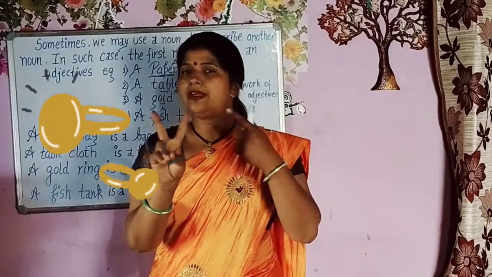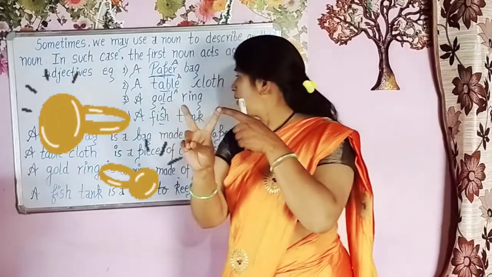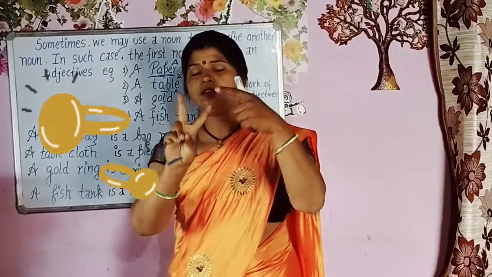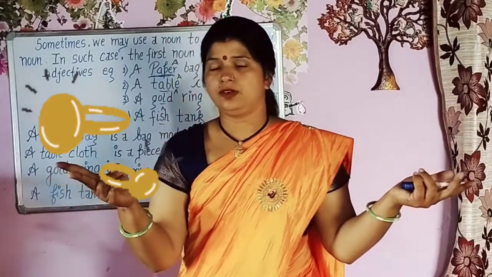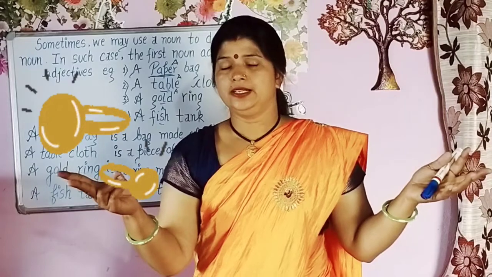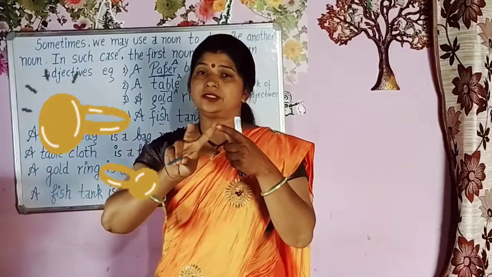दो noun use हुए हैं. First one is gold. Gold is also a noun. Then another one is ring. Ring is also a noun. वो भी एक क्या है? Thing है.